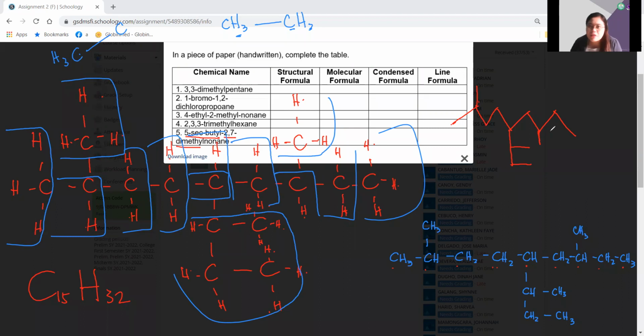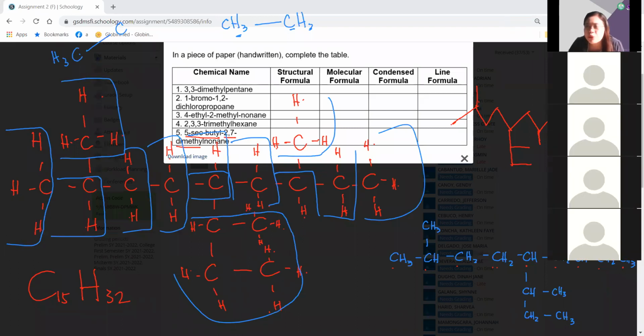Kung baliktad sa inyo, class, kasi nag-start kayo sa taas papunta sa baba, okay lang din naman. I'll still double check your answers as long as no name dyan and tama yung pagka-place ng mga substituents. Na si sec-butyl ay nasa carbon number 5 and yung mga methyl nasa carbon number 2 and carbon number 7. Okay, so any questions about this? Yes, ma'am. Okay na? Yes po.